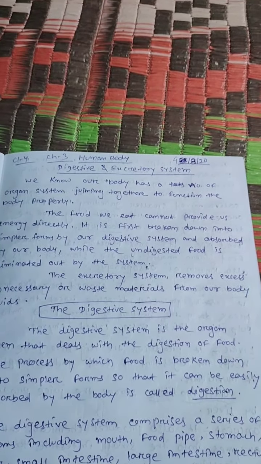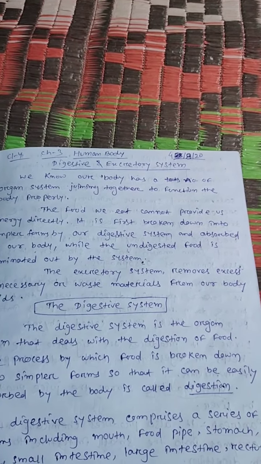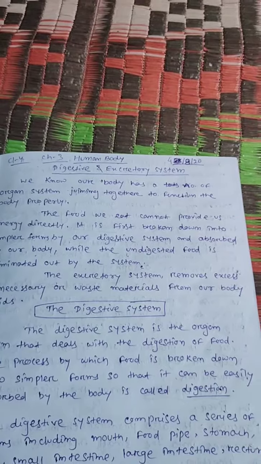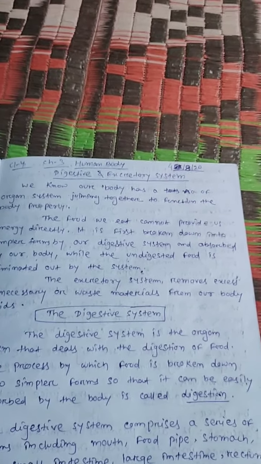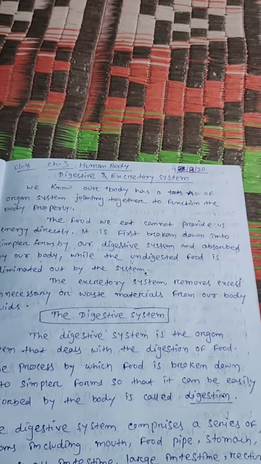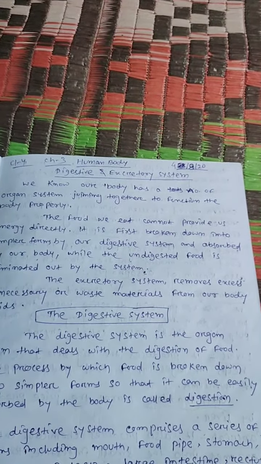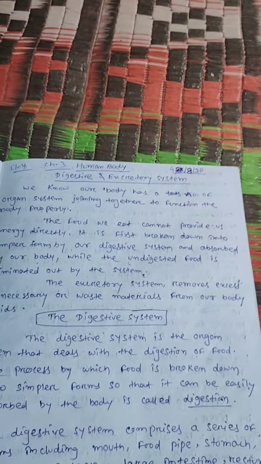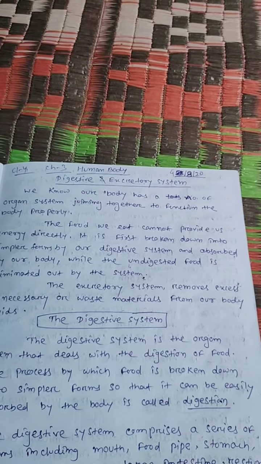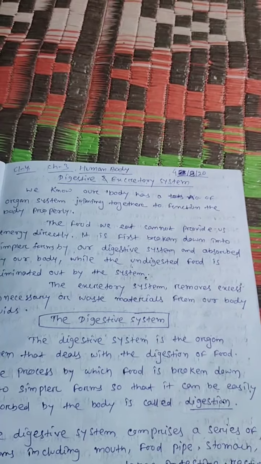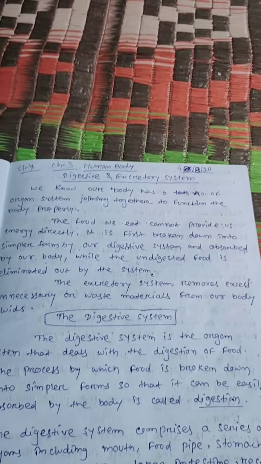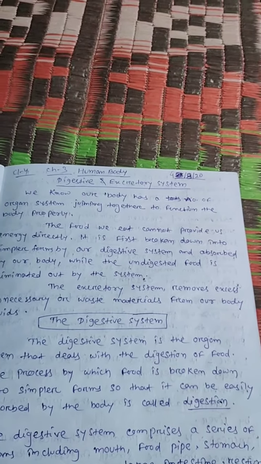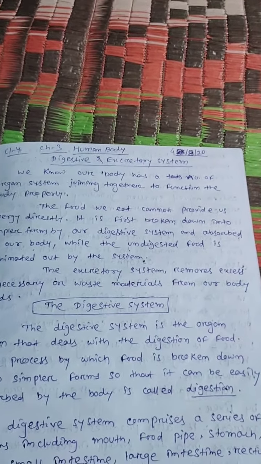First of all, before going to explain the digestive system, we know the basic unit of life is the cell. The cell is the smallest and basic unit of life. A number of cells make tissues, a number of tissues make organs, and a number of organs make an organ system. So here is the important part, the digestive system we are going to discuss.